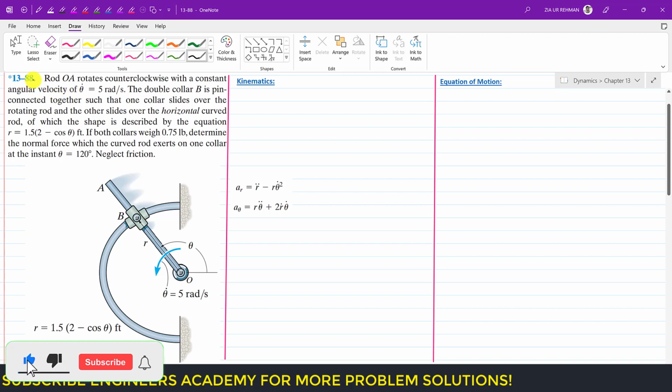Now we are going to solve this problem from Hibbeler Dynamics. The problem says that rod OA rotates counterclockwise with a constant angular velocity theta dot equals 5 radian per second. The double collar B is pin connected together such that one collar slides over the rotating rod and the other slides over the horizontal curved rod, of which the shape is described by the equation r equals 1.5 times (2 minus cos of theta). So the shape of this curved rod is defined by this equation.